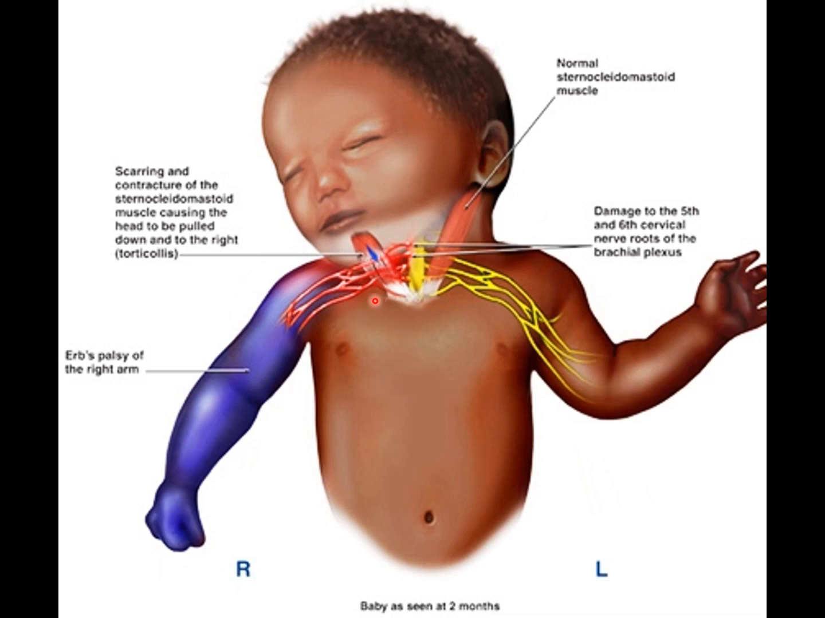This is the normal brachial plexus. This is the sternocleidomastoid muscle of the neck, and here you can see there is a problem with the baby. This is palsy of the right arm, because the overstretching of the muscles of the neck is causing a contraction of the muscle known as sternocleidomastoid, causing the head to pull down and to the right, and this condition is known as torticollis.